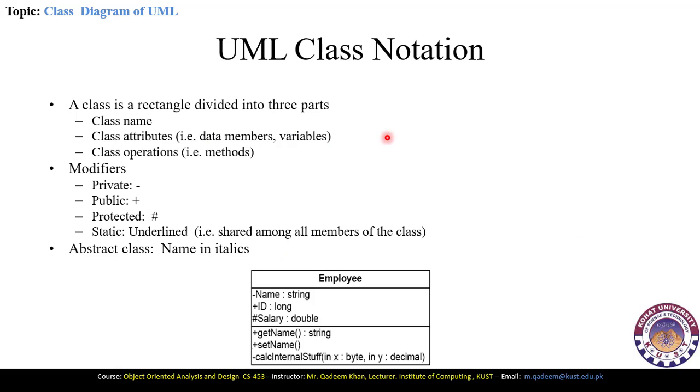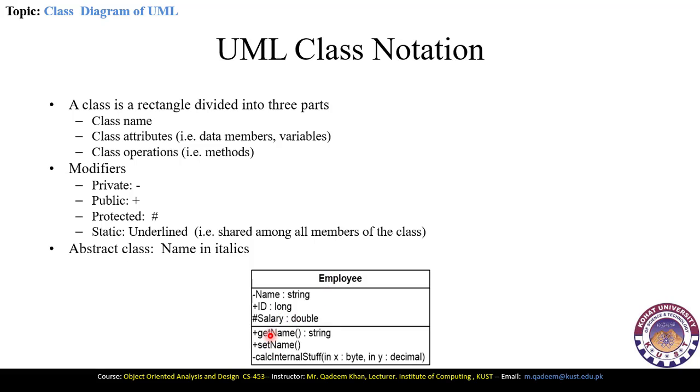Now in class diagrams, we provide the name of the class first of all. For example, Employee is the name of the class. Then the list of class attributes. These are the attributes with the attribute name and the data type used for that particular attribute, like name and String is the data type, ID and long is the data type, similarly salary and double is the data type of the salary. So this is the list of different attributes or the data associated with this Employee class.